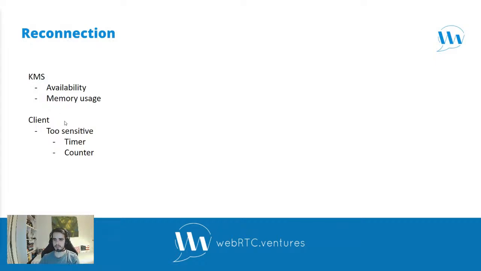And if a client drops, it will try to reconnect to the session, sending join requests to the REST API. But it can sometimes be too sensitive. We've seen micro drops, and we don't want the client to try to reconnect when there's a micro drop that doesn't even disconnect the user. So we need to limit the reconnect sensitivity. We could add a timer or a counter before trying to reconnect.